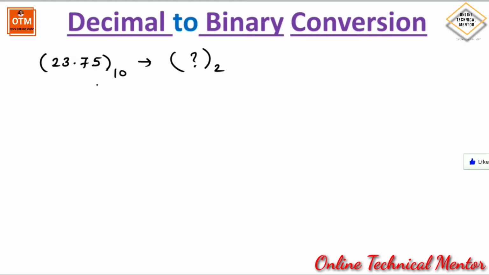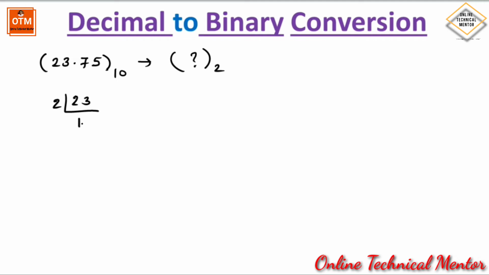Let me take another example where a decimal fraction is present. That means the given decimal number has an integer part and a decimal fraction part. So how will you convert this number to the corresponding binary form? For the integer part, the rule is the same. That means you have to write this 23 and keep on dividing by 2.